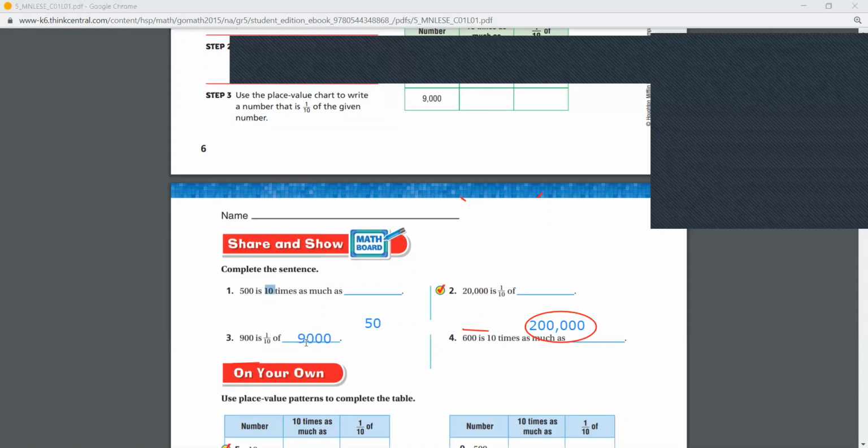See, come to the question. 9,000. Split and see. 1/10 of 9,000: if the question asks you like this, 1/10 of 9,000, then you remove a zero and say it is 900. But they ask you the opposite: 900 is 1/10 of which number? 9,000. Because when you remove the zero from 9,000, you get 900.